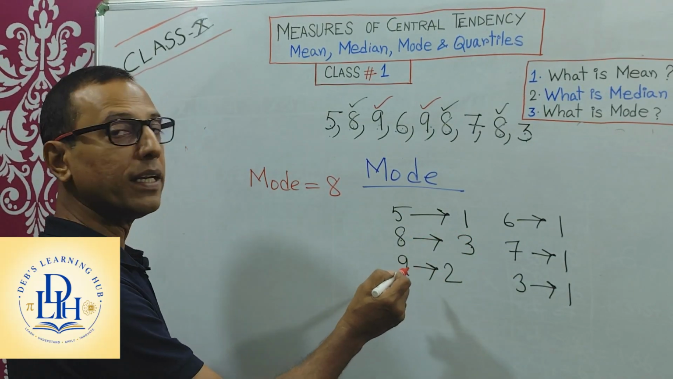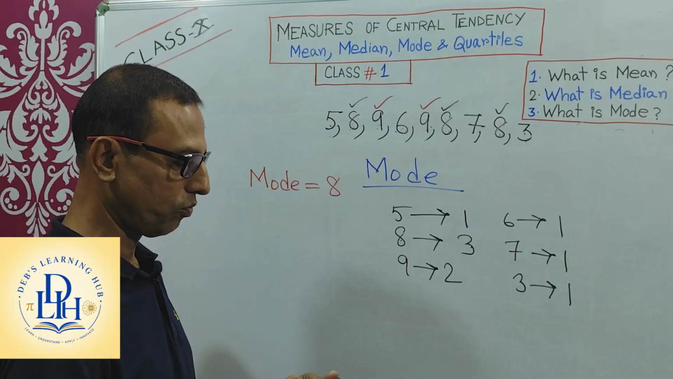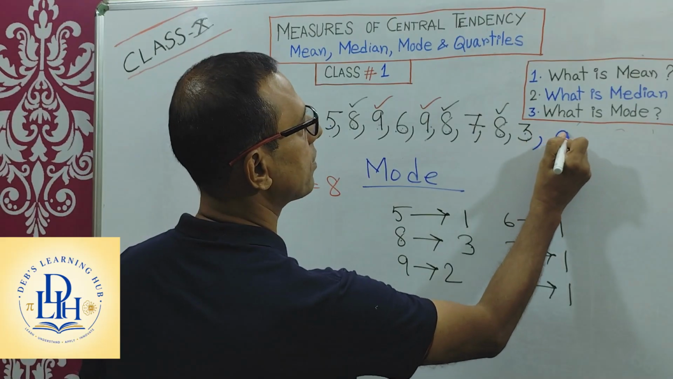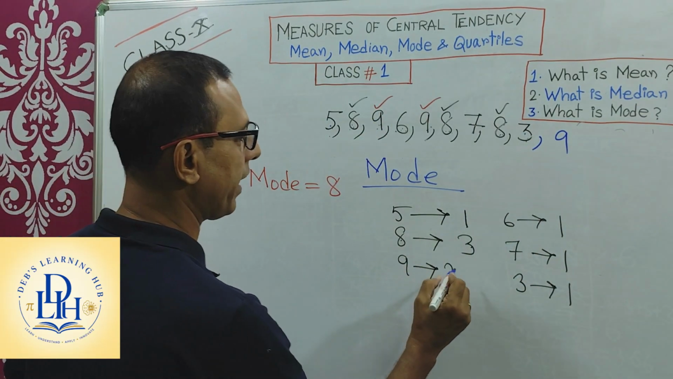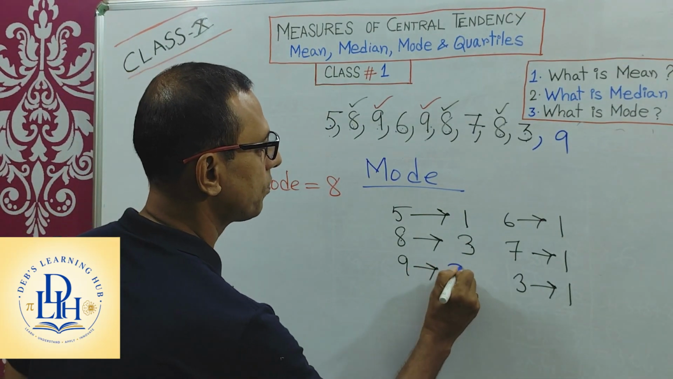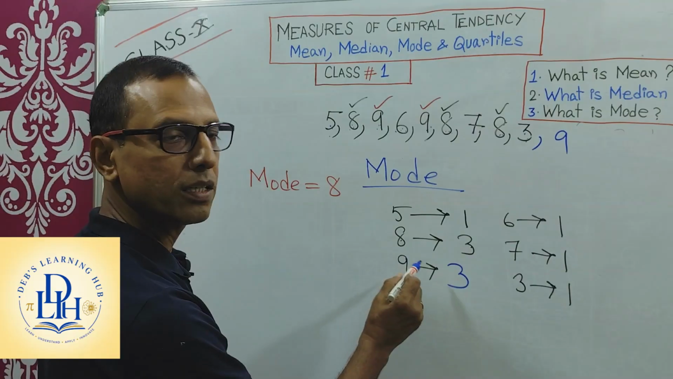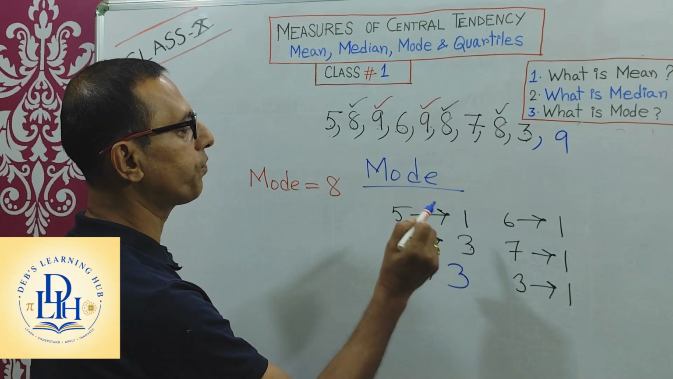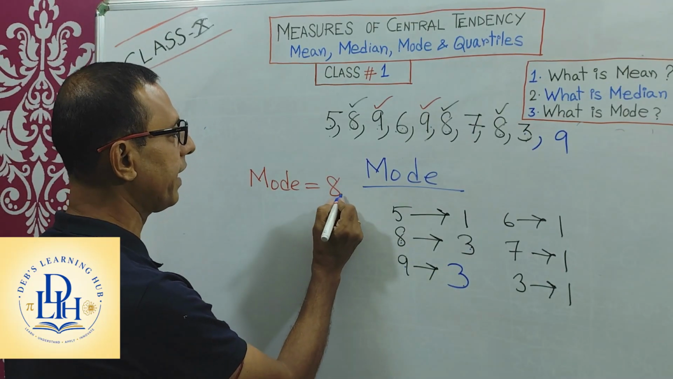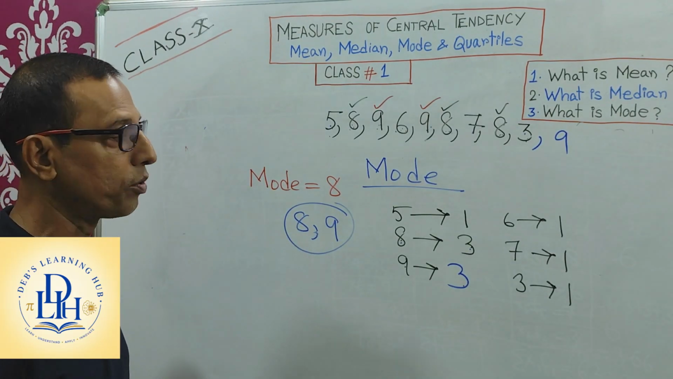Mode can be more than one, or there could be no mode also. For example, let's say you have 9 three times as well. Here the maximum frequency is 3, and it is there for observation 8 and also for observation 9. In that case, the mode will be 8 and 9 both. So there could be more than one mode.